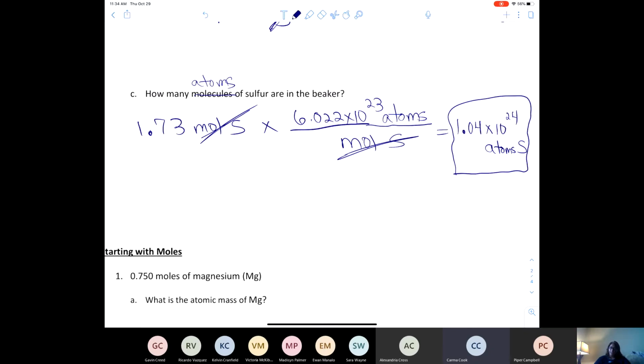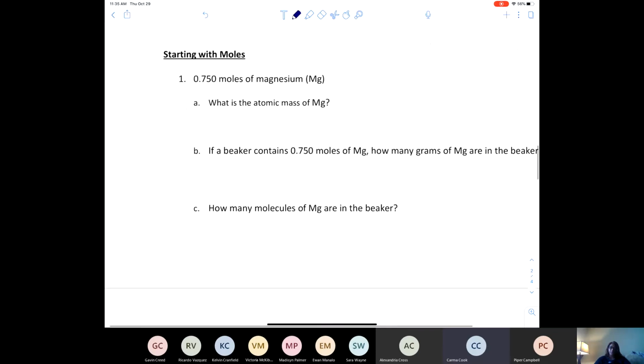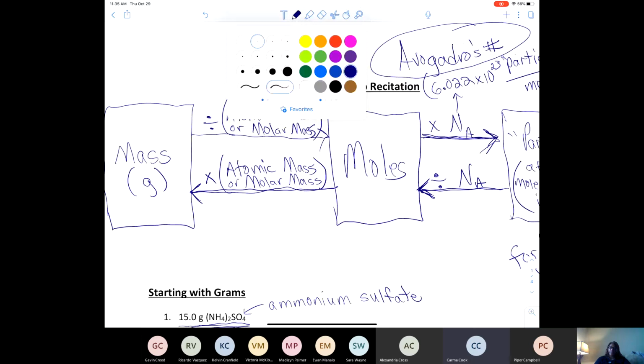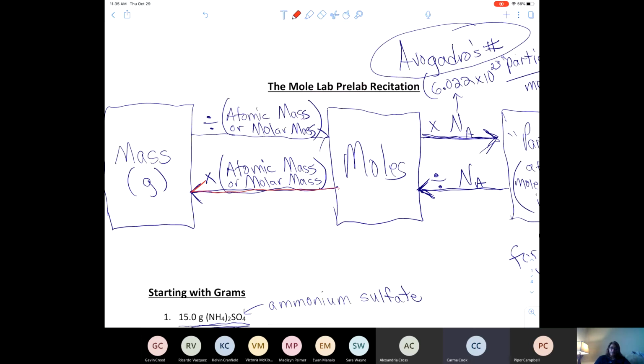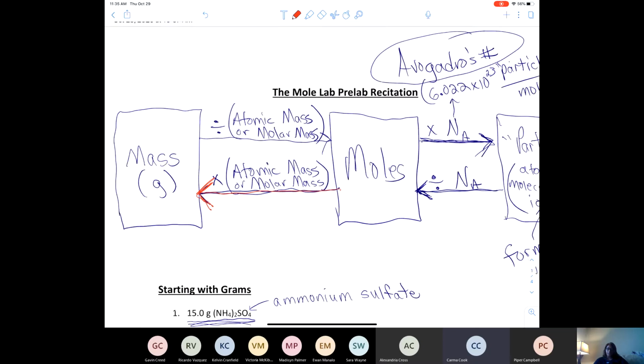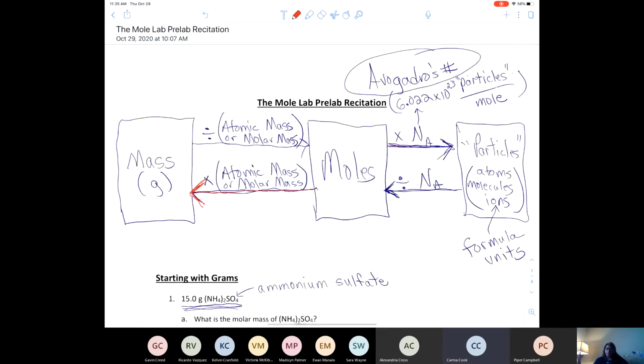And so another type of calculation you'll do is one in which you don't start with grams, but you start with moles. So if you start with moles, to convert the moles to grams, you'll go in this direction. You'll be multiplying the moles by the atomic mass if you're dealing with an element, or multiplying the moles by the molar mass if you're dealing with a compound. And then if you want to convert the moles to particles, then you'll go in that direction, multiplying by Avogadro's number, just like we did in the previous two questions.